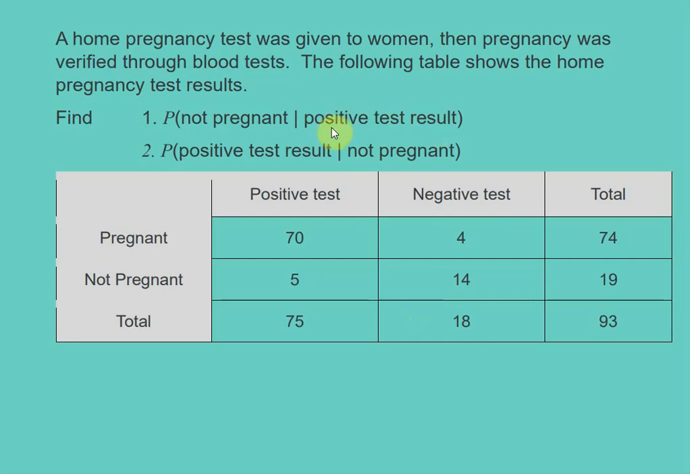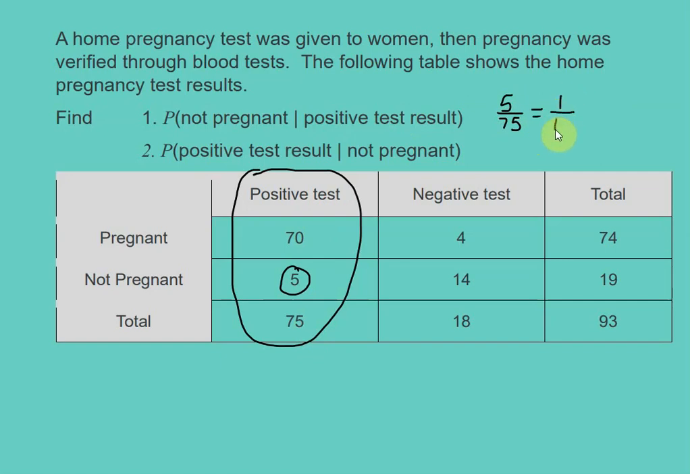So the given is a positive test result. Well, positive test result is this column right here. So we're going to only be concentrating on this column here. Now we want to know those that were not pregnant given the positive test result. So looking at the positive test results, the ones that were not pregnant is this right here. So the probability of those that were not pregnant given a positive test result is 5 out of the total that were positive test results of 75. And that reduces to 1 out of 15.